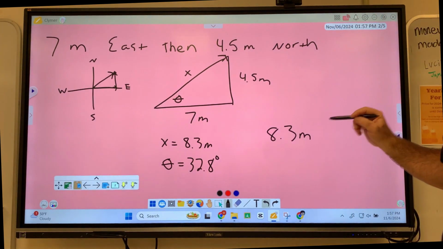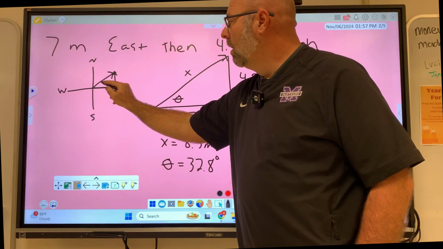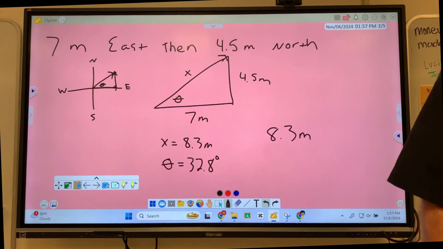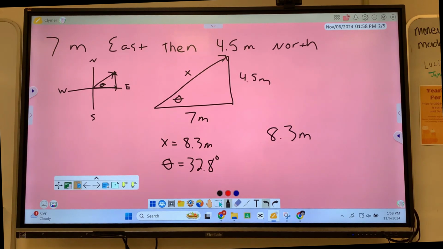So how would we describe this resultant vector? Where did our angle come from? Northeast again, but how do we describe it this time? 32.8 degrees north of east.